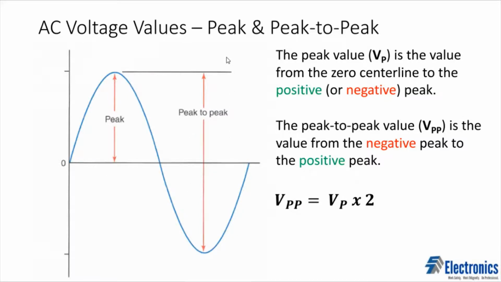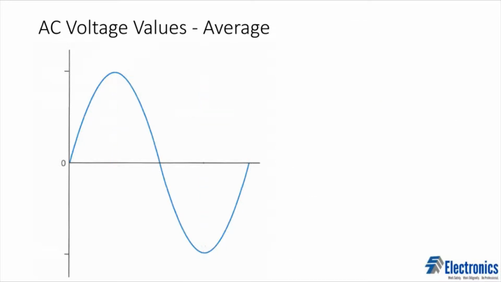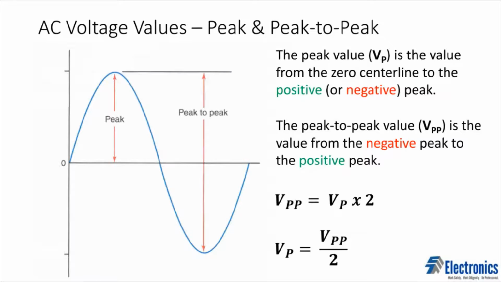So the formulas, and this is what I want you guys to write down. Peak-to-peak equals the peak voltage times 2, which makes sense because we're just adding them together, really. And your peak voltage, inversely, would be peak to peak divided by 2. Hopefully that all makes sense. After you do this enough, you should be able to just realize that peak is half of peak to peak, and peak to peak is just double your peak. This is definitely the easiest one.